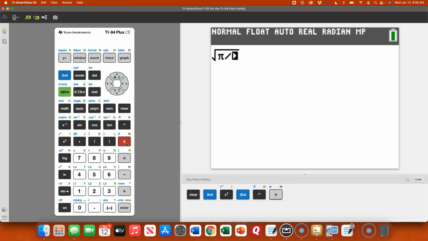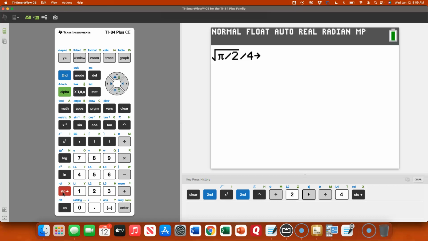Is it pi over 4? No, it's pi over 2. And then all over 4. So that's delta x. I'm going to store it. And I can store it into any variable I want. Oh, and by the way, the store button is right here above the on button. So you click that and you see the little arrow. Choose whatever variable you want.